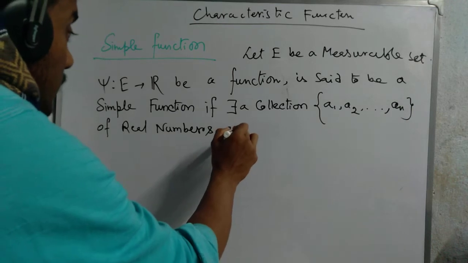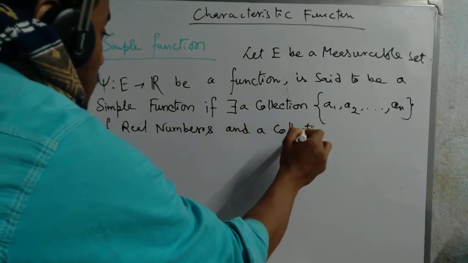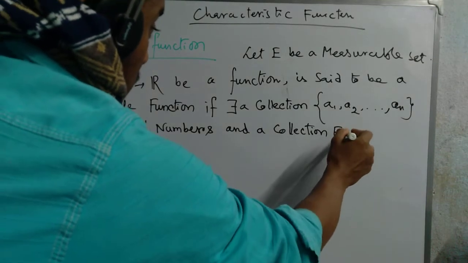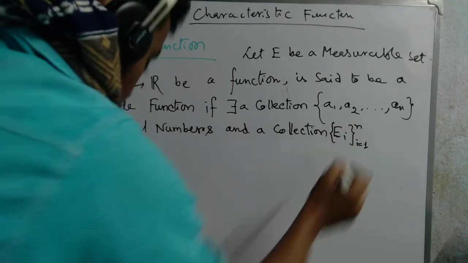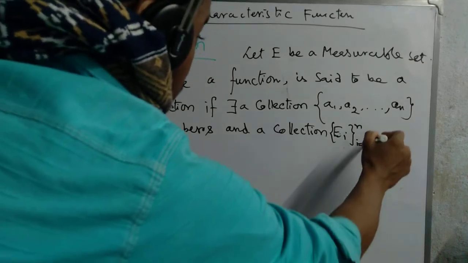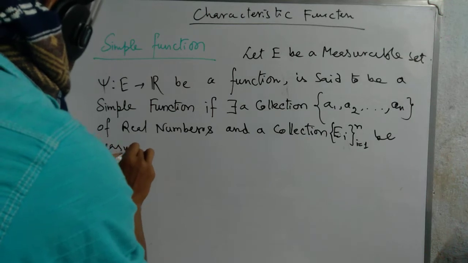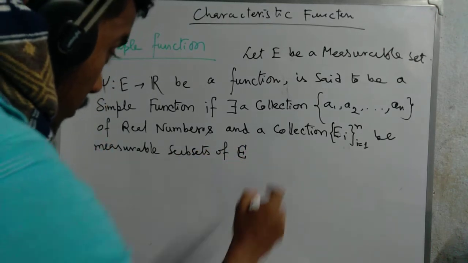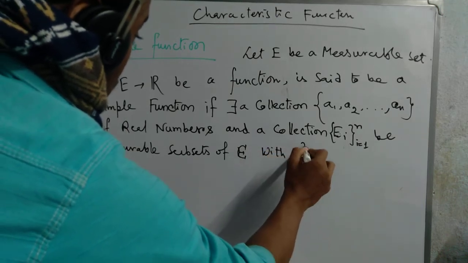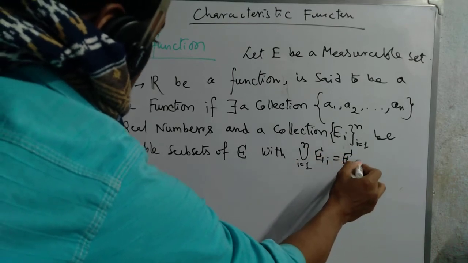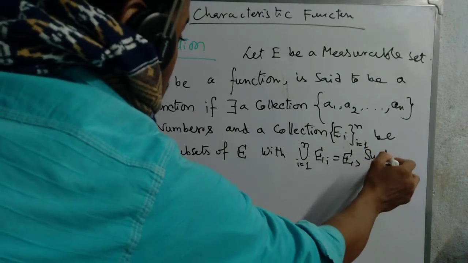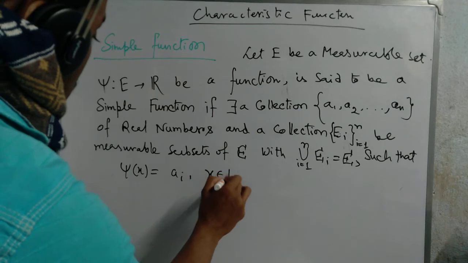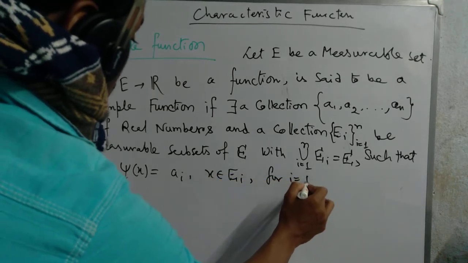and a collection E_i, for i equal to 1 to n, of measurable subsets of E, with the union of E_i for i equal to 1 to n equal to E, such that psi(x) equal to a_i for all x belonging to E_i, for i equal to 1, 2, ..., n.